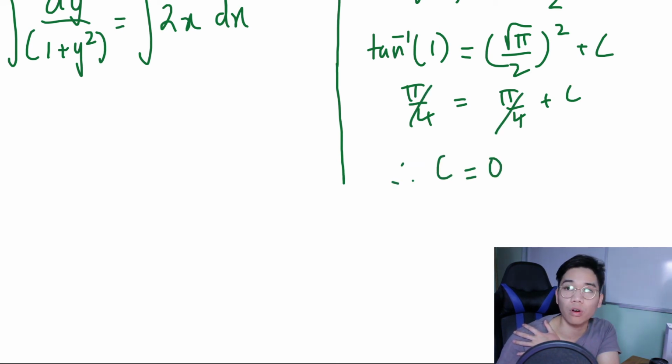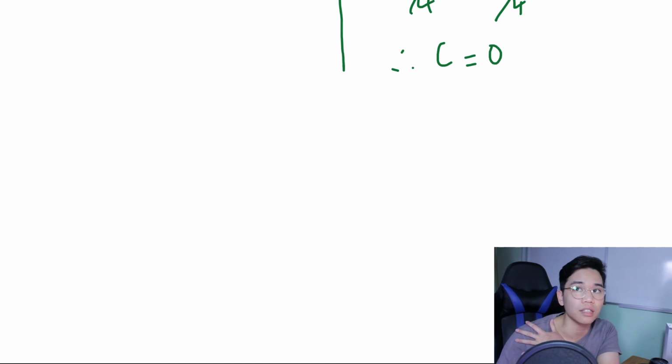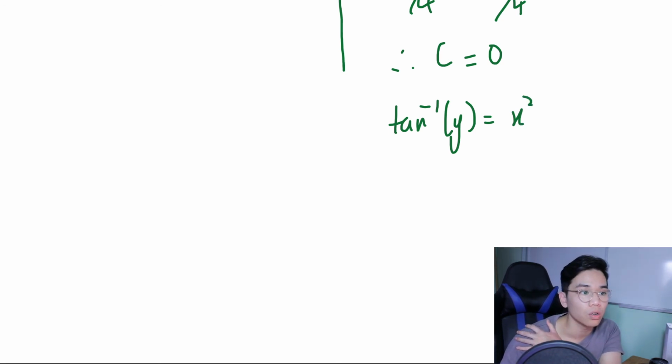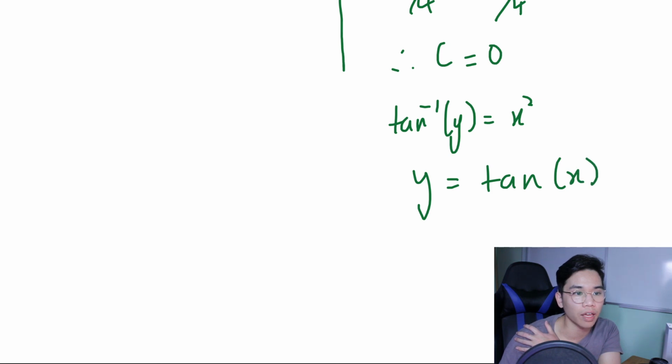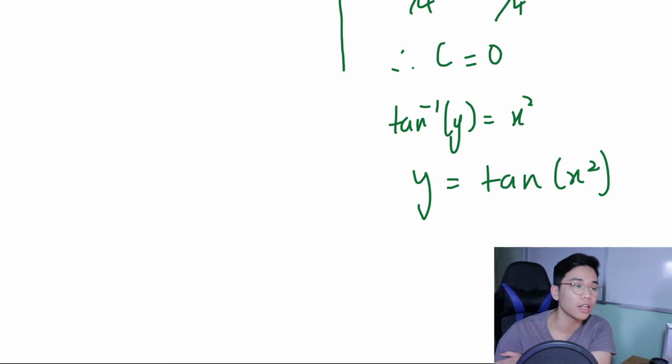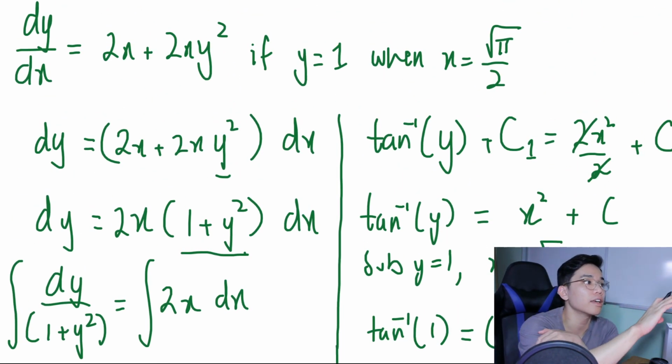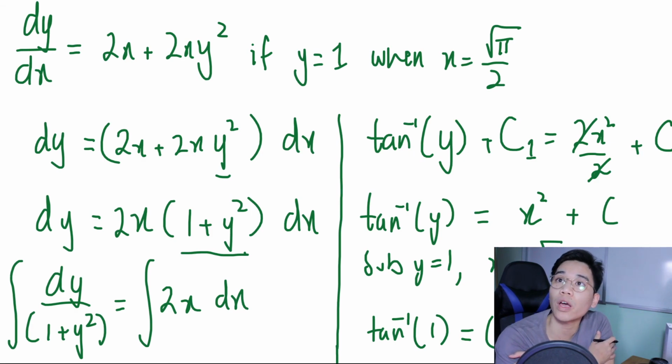Therefore, c equals 0. So really, our final answer in this case is just going to be tan inverse of y equals x squared plus 0, or better yet, y equals just tan of x squared. Oh, tan of x squared. And that's our final answer. This is the function that if I differentiate and substitute into this differential equation would satisfy both sides. It is our solution per se, right? And that's basically it.